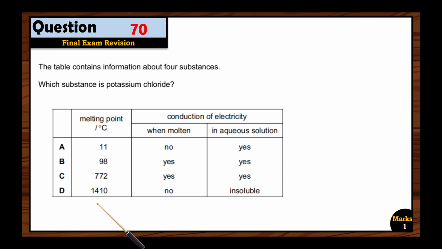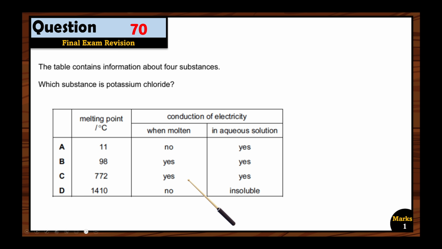Question number 70. The table contains information about 4 substances. Which substance is potassium chloride? Now, potassium is a metal, chloride is a non-metal. So potassium chloride is actually an ionic compound. Now, let's see the properties of ionic compounds. They have high melting and boiling points, right? So, can you see 11 very low, 98 low, 772, 1410? So, option C or D can be right.